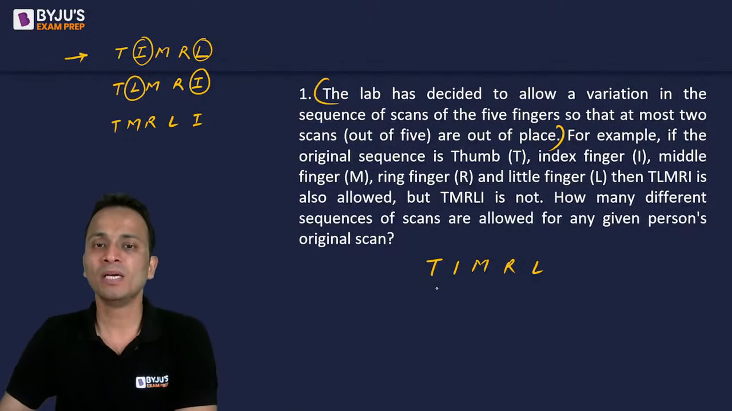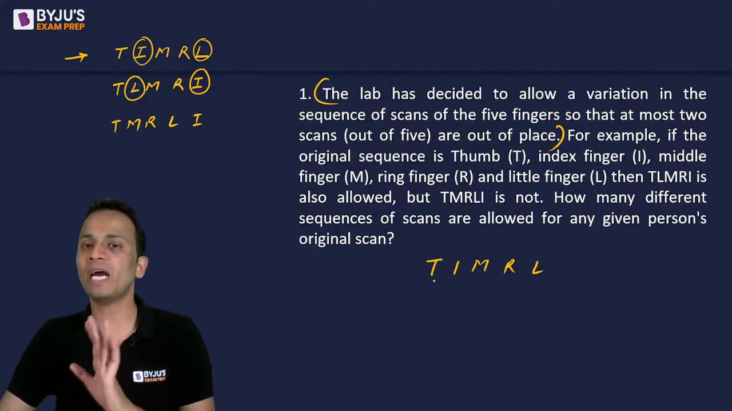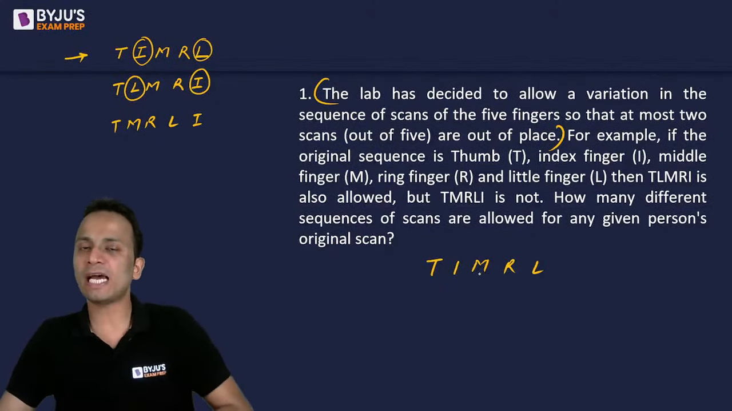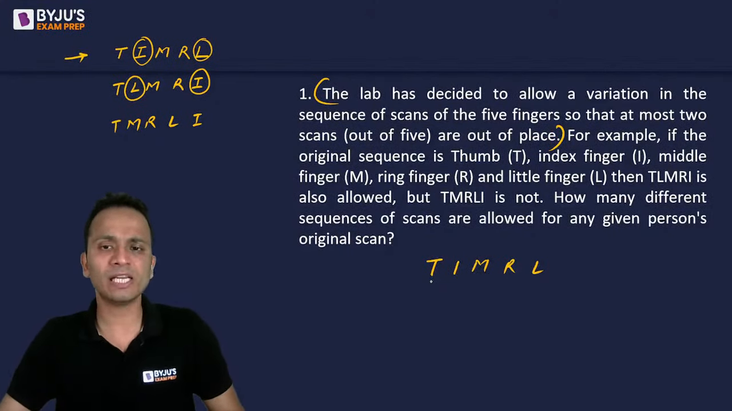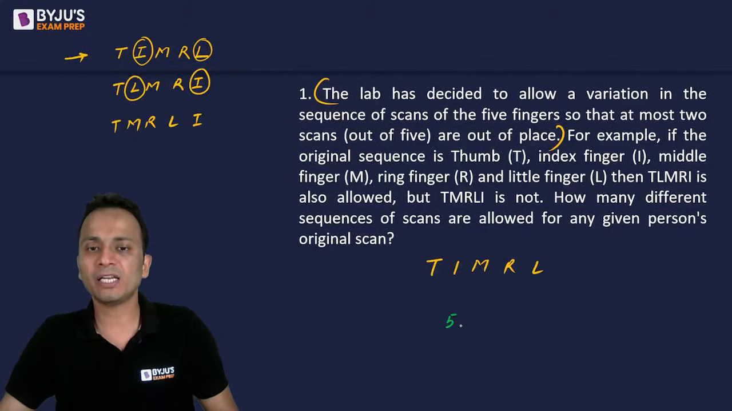Sonali says 10. Now, the question says they have given the relaxation of at most two scans to be out of place. So which two scans will be out of place? We'll have to do the selection, right? Out of five, which two selections will be interchanged? Can be done in 5C2 ways.